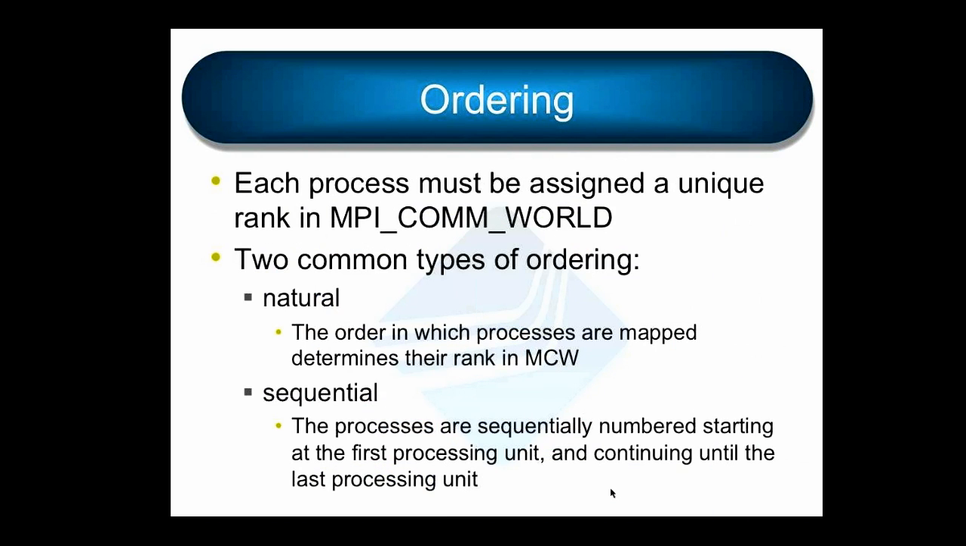All right. Each process has to get a unique, this is kind of one of the fundamental tenets of MPI, that you get a unique rank in MPI_COMM_WORLD ranking, starting with 0, going to n-1. We call this natural and sequential, right? So whether you're going to be mapped, the order in which processes are mapped is the same as their ordering, right? Or sequential is, it doesn't matter how you mapped it, just go sequentially across the node. I'll show a picture of this in a minute here.